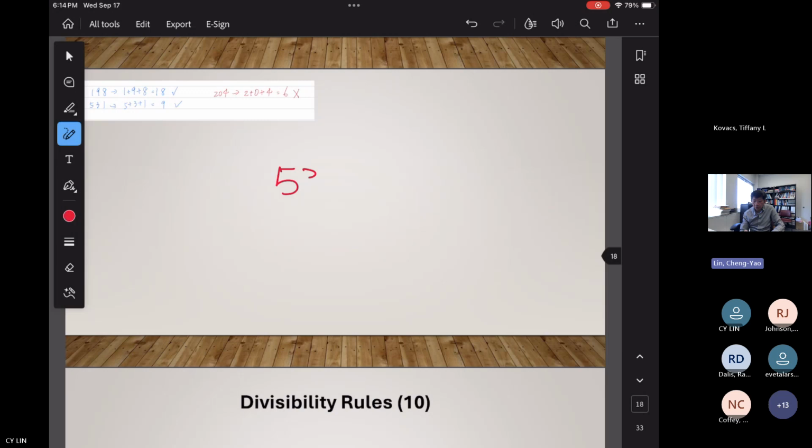About 531. Yes or no? Yes, because 5 plus 3 plus 1 is equal to 9. So 9 is divisible by 9. So therefore 531, yes. About 204. No. 204, 2 plus 0 plus 4, which is 6. So therefore, no. Okay.